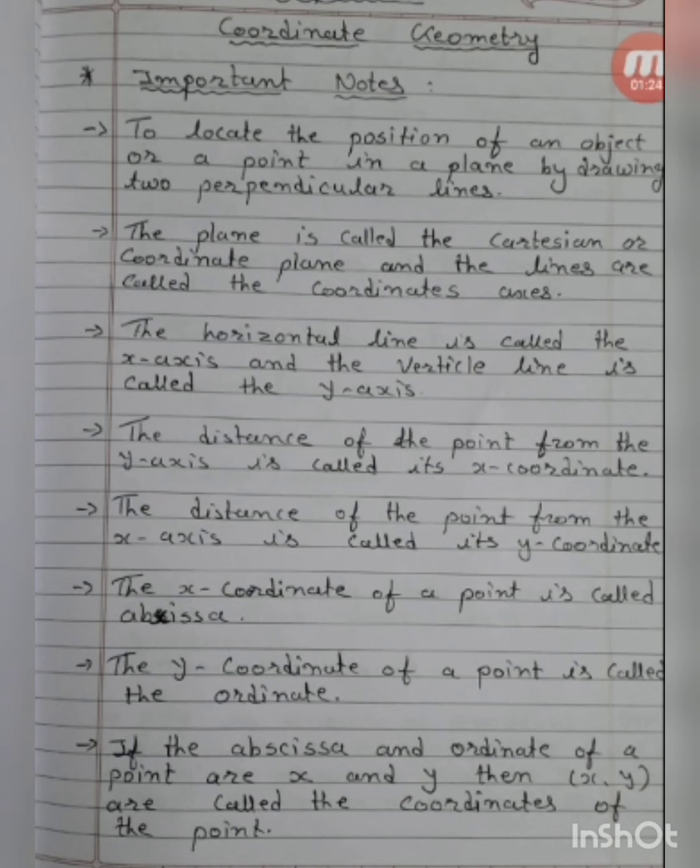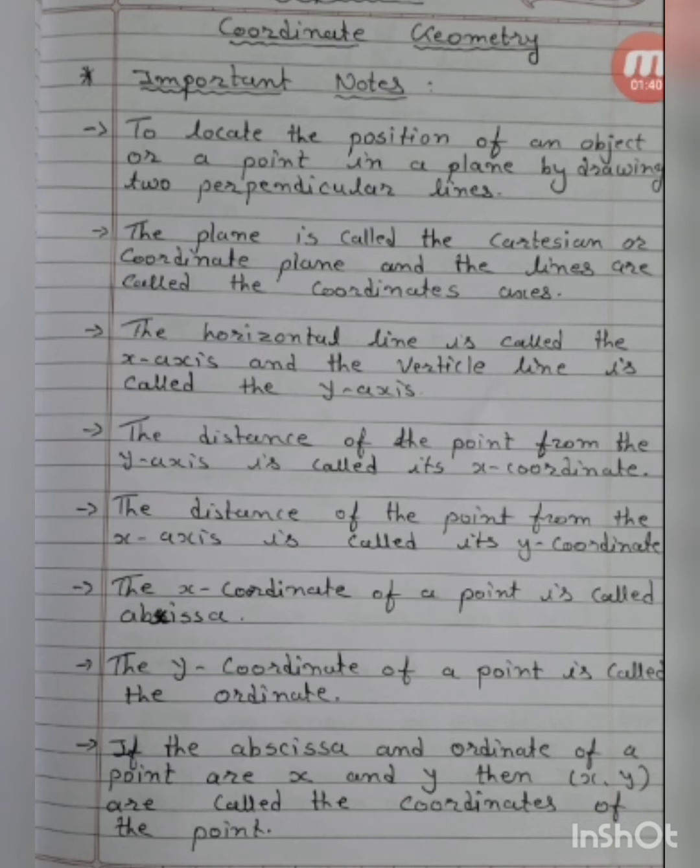Next, the x-coordinate of a point is called the abscissa and the y-coordinate of the point is called the ordinate. These two points you have to learn properly because many times they are asked as one-word fill-in-the-blank questions in the exam.